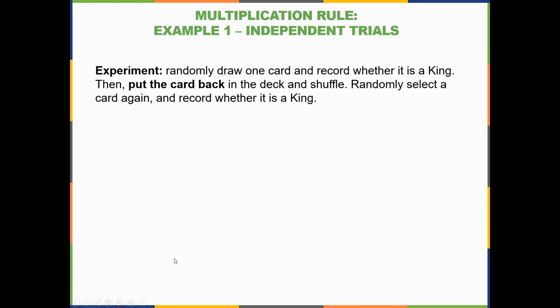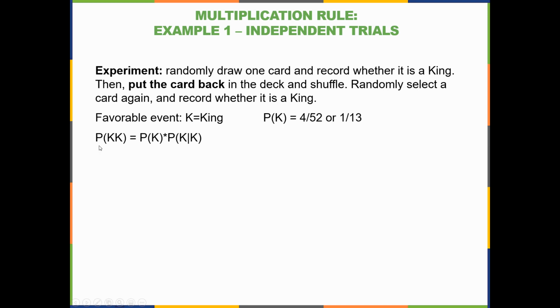So let's look at an example. Here's our experiment. Randomly draw one card and record whether it is a king, then put the card back in the deck. Shuffle, randomly select a card again, and record whether it is a king. So how many trials are we doing here? Are we doing one trial or multiple trials? We're doing multiple trials, so we should be using the multiplication rule. We have a favorable event of a king, and so we need to know the probability of a king, which is 4 cards out of 52 in the deck, or as a reduced fraction, 1 out of 13.